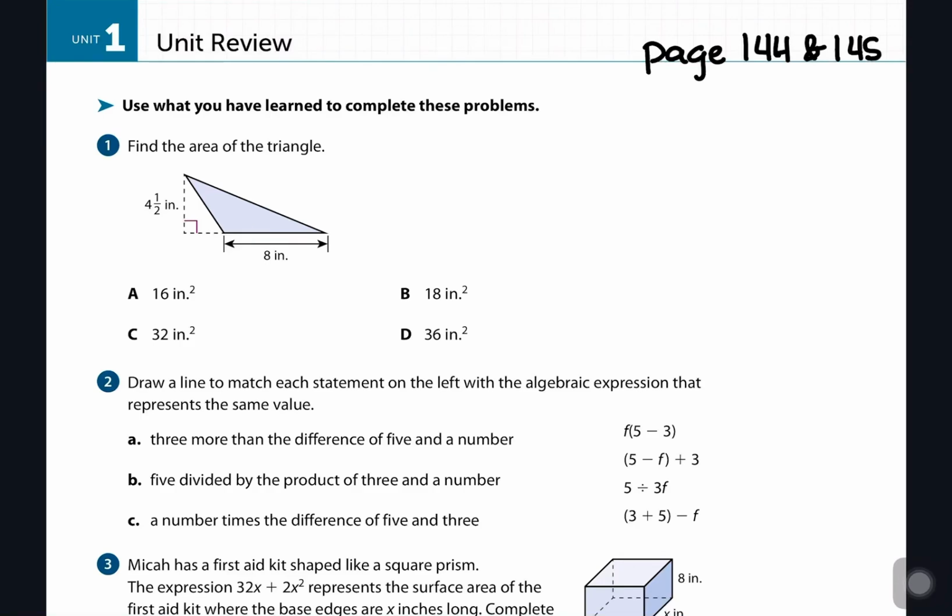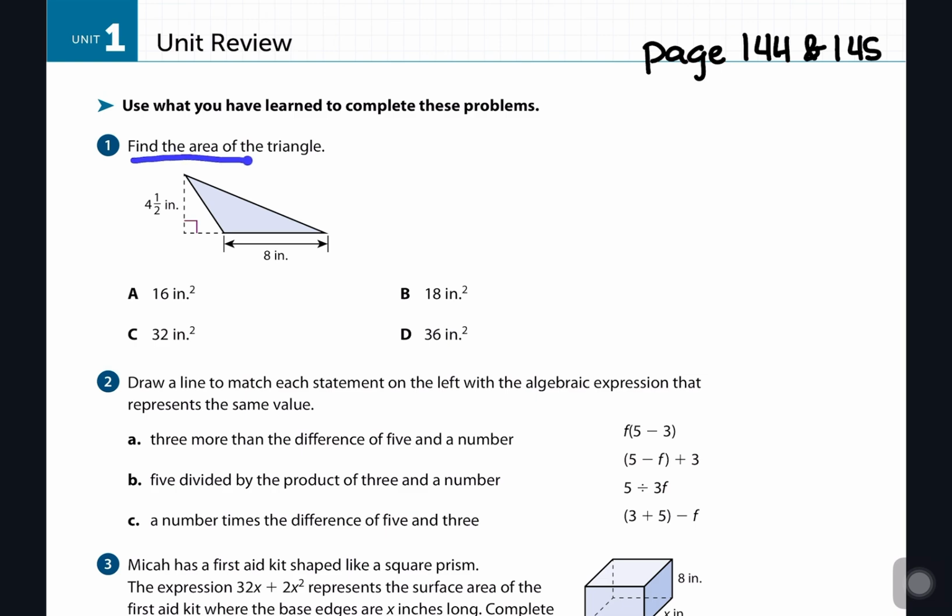Hello everyone, in this video I'm going to go over our Unit 1 unit review from our workbook. Please make sure that you have these pages ripped out because these are the pages that you are working with and taking it home to study. So you are ripping out page 144 and page 145. Okay, we're going to get started with the first one.